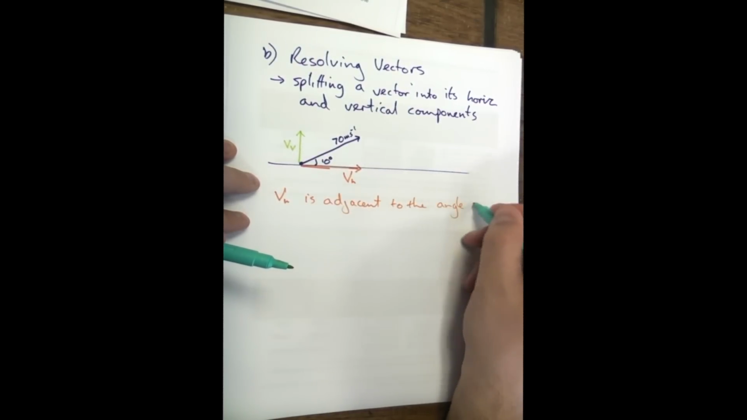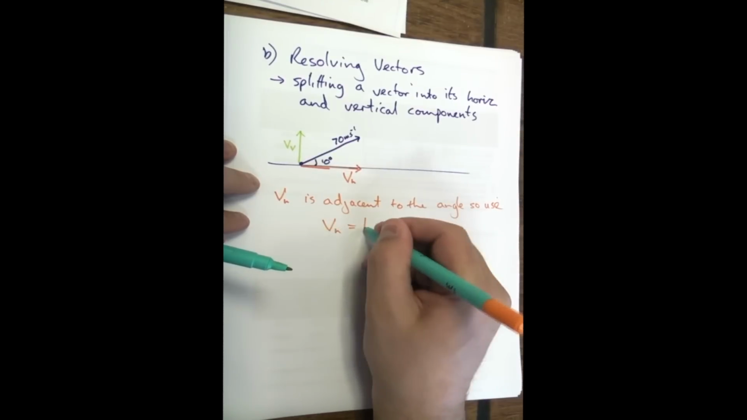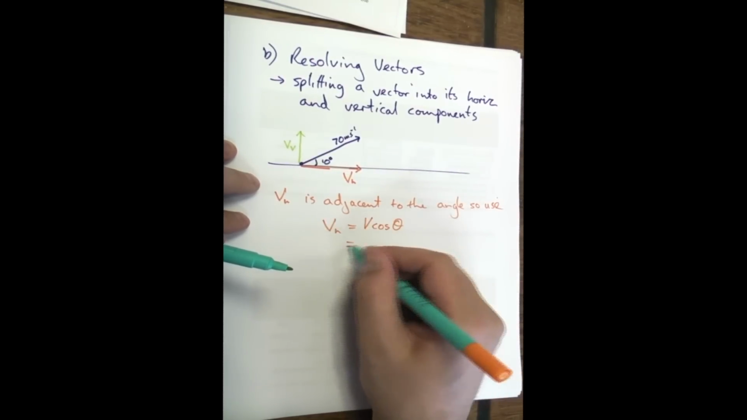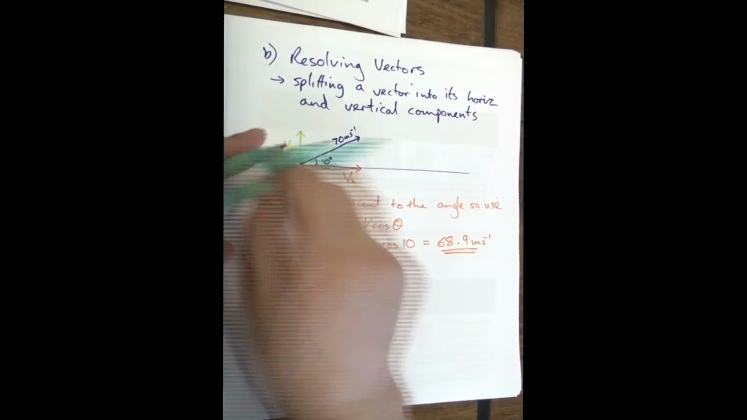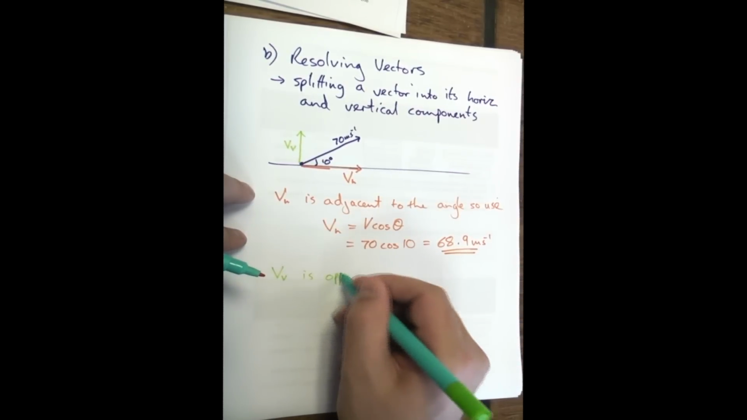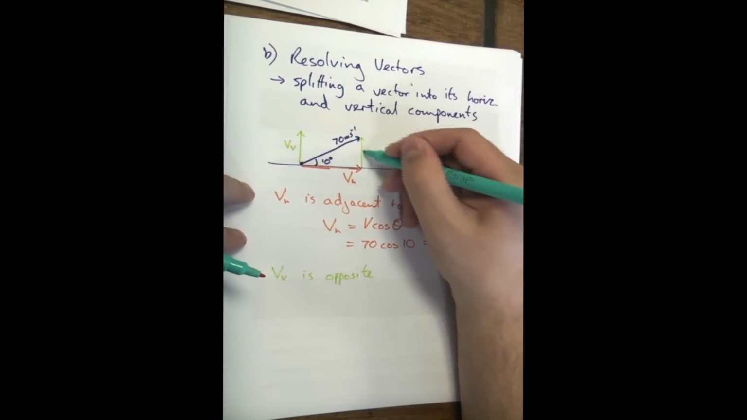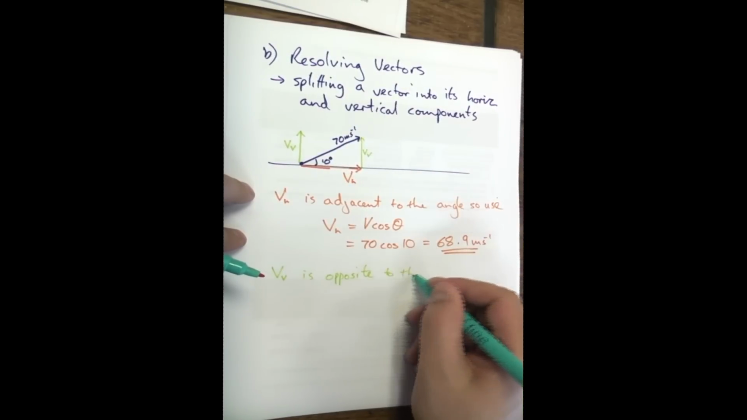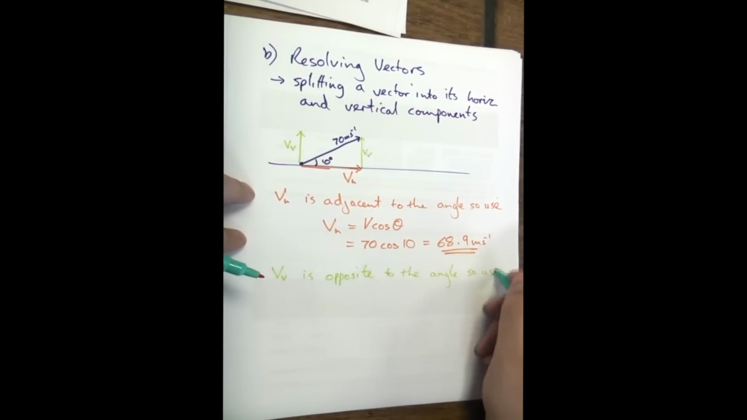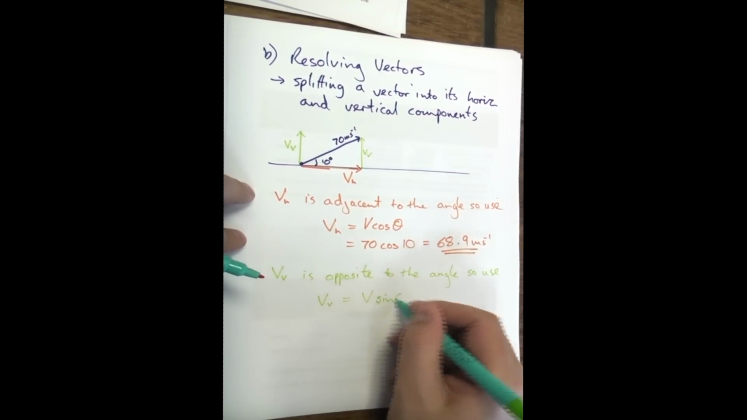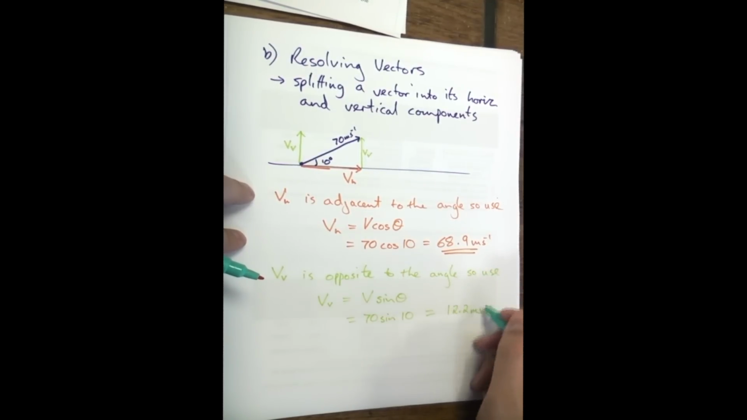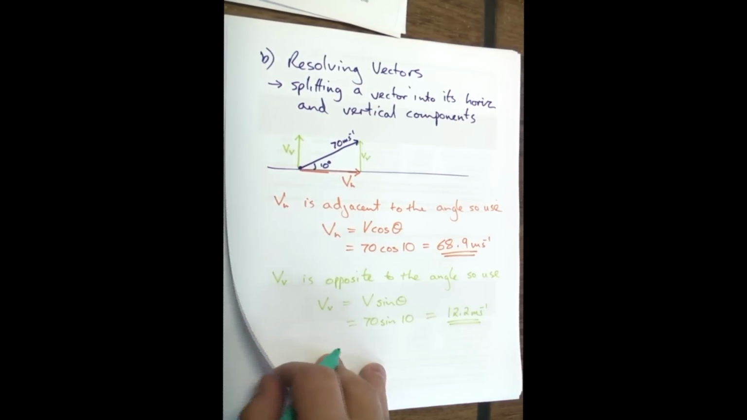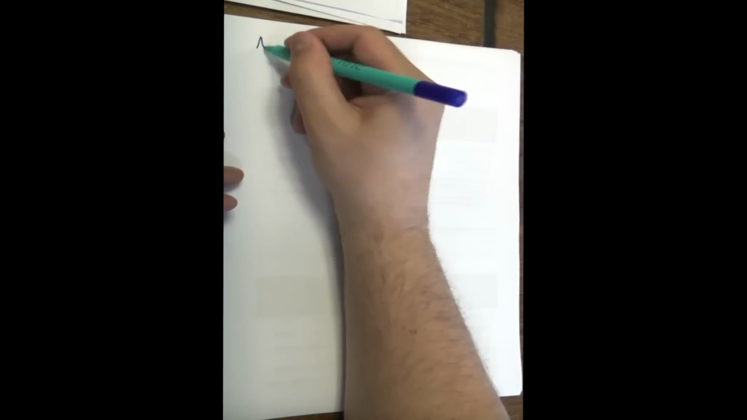The horizontal is adjacent to the angle, so you use cos. So the horizontal velocity is v cos theta, so 70 cos 10, which gives us 68.9 meters per second. The vertical velocity is opposite the angle. So in this case we have to use sine theta, so v_v equals v sine theta, so 70 sine 10 gives us 12.2 meters per second.